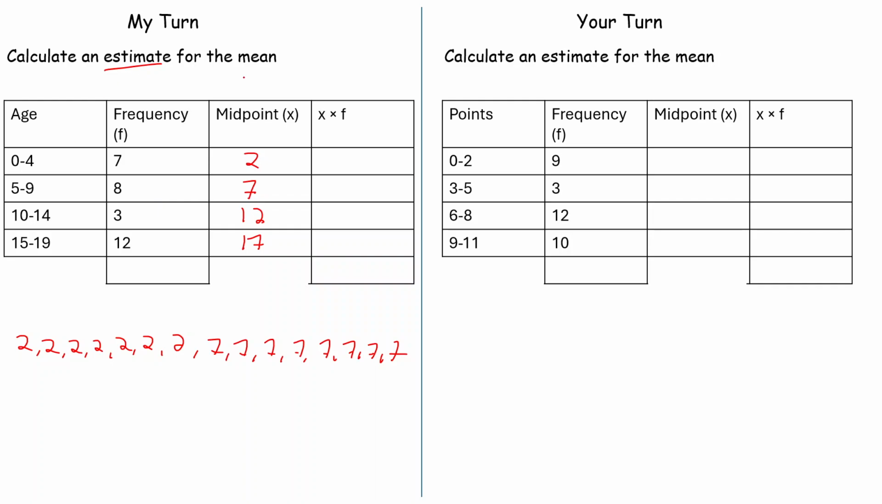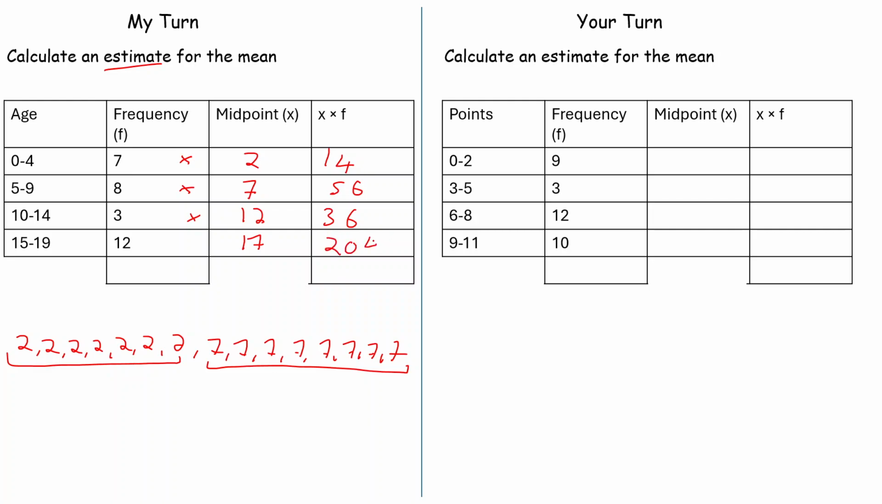But that's the same thing as before. You can take the value and times it by your frequency. So for example, 7 times 2 gives you 14, because if you add all of these 2's together, you get 14. Similarly, 8 times 7 gives 56, because if you add all of these 7's together, you get 56. And we keep going. 3 times 12 gives you 36. 12 times 17 is a bit of a big one, actually. Excuse me, calculator. 12 times 17 is equal to 204.